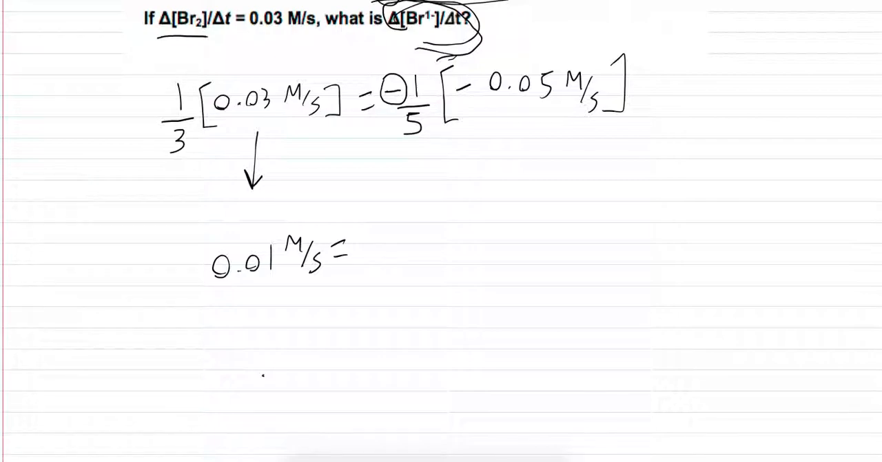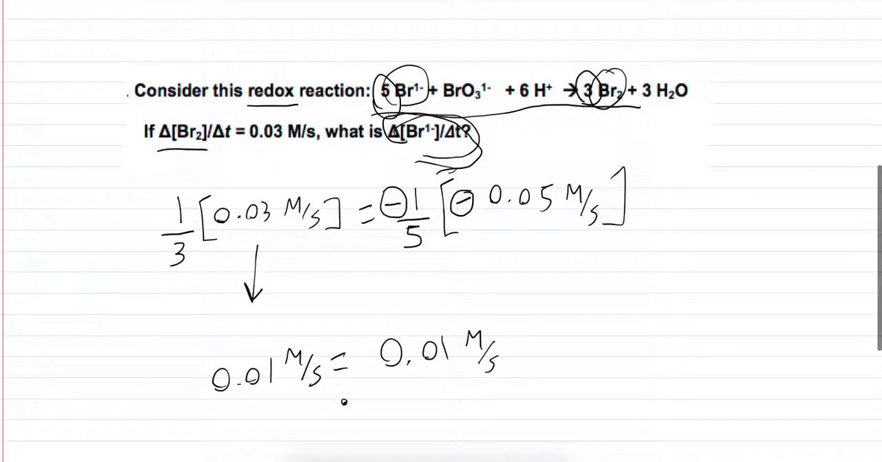To the right, we have negative times a negative. That gives you a positive. And 0.05 molarity per second divided by 5 is 0.01 molarity per second. This is a true statement. 0.01 molarity per second does equal 0.01 molarity per second. And that is how we solved for Br-.